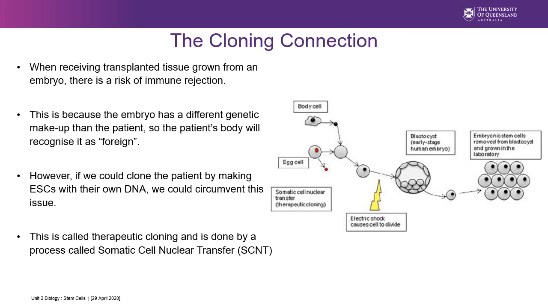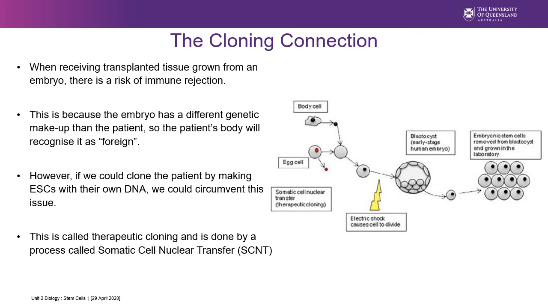When receiving transplanted tissue grown from an embryo, there is a risk of immune rejection. This is because the embryo has a different genetic makeup than the patient, so the patient's body will recognize the cells as foreign. However, if we could clone the patient by making embryonic stem cells with their own DNA, we could circumvent or overcome this issue. This is called therapeutic cloning and is done by a process called somatic cell nuclear transfer.